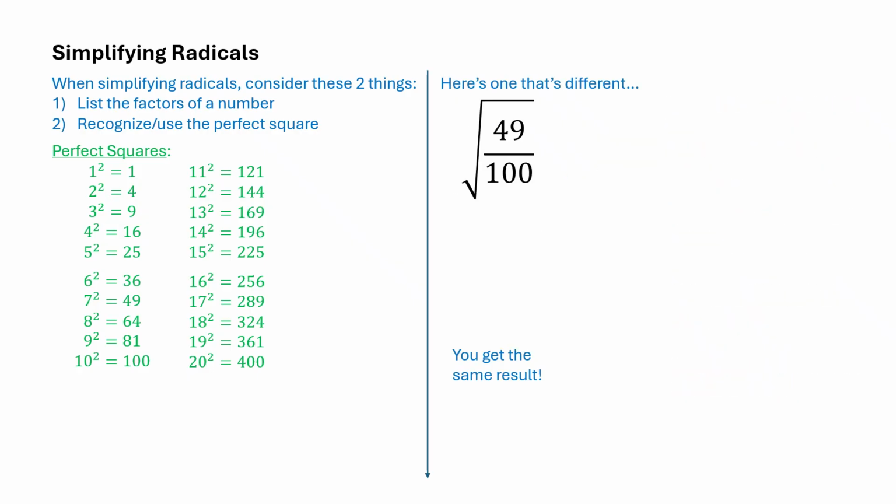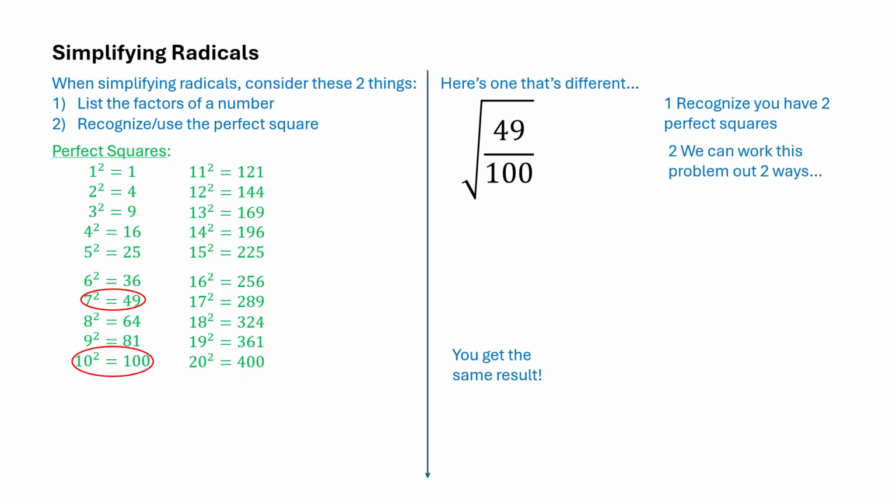Here's one that's different. This one has a division problem, or maybe you could say a fraction, underneath the square root. Recognize that you have 2 perfect squares in this particular problem, 49 and 100. But we can work this problem out 2 different ways. So I'm going to repeat the problem twice and go down in columns. We've got method 1 and method 2.